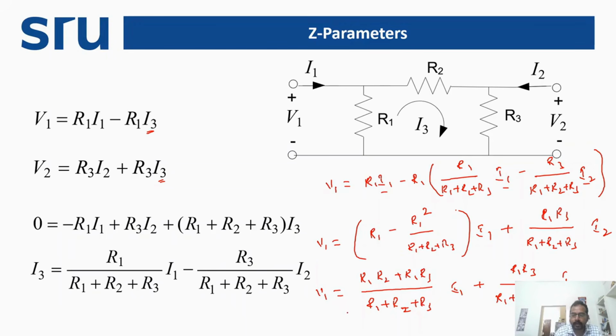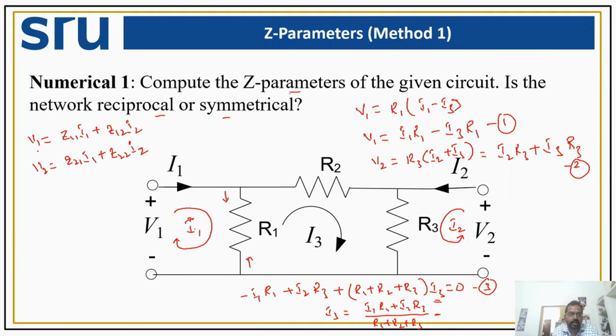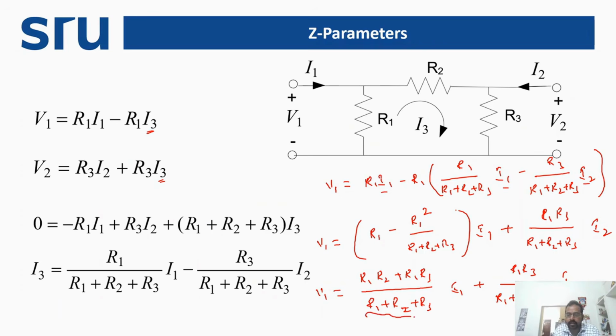If you compare this equation with our main equations here, we are able to identify that Z11 is equal to this term. So Z11 is equal to (R1 R2 plus R1 R3) divided by (R1 plus R2 plus R3), and this will be my Z12. So Z12 equals R1 R3 by (R1 plus R2 plus R3).